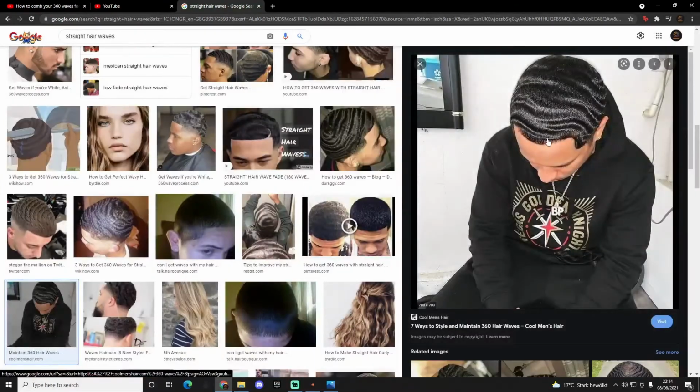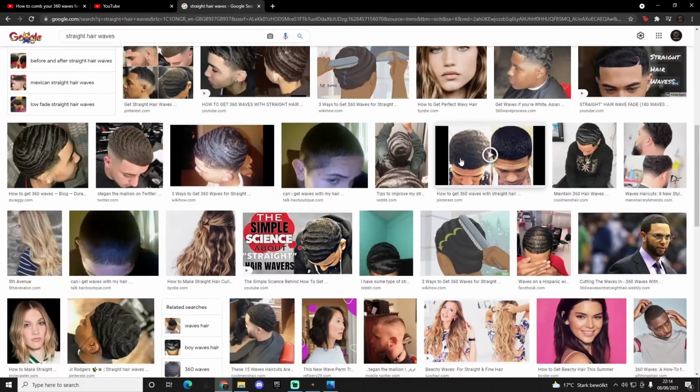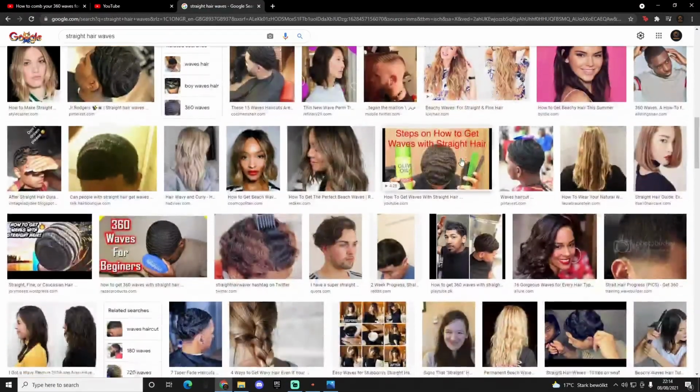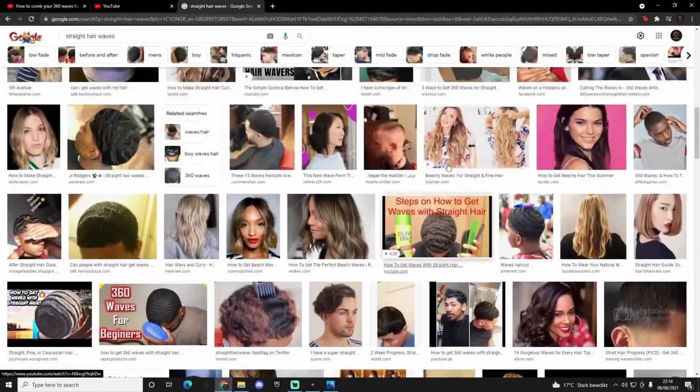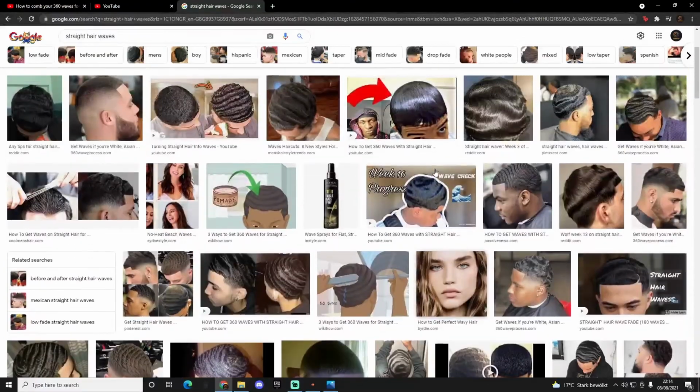Yeah, again. Ooh, this. No, that's definitely 3C hair. I wouldn't say this is really achievable with 3B, though. If you put in a lot of time, maybe you could get something like this. But yeah, and then there's nothing else I really see.